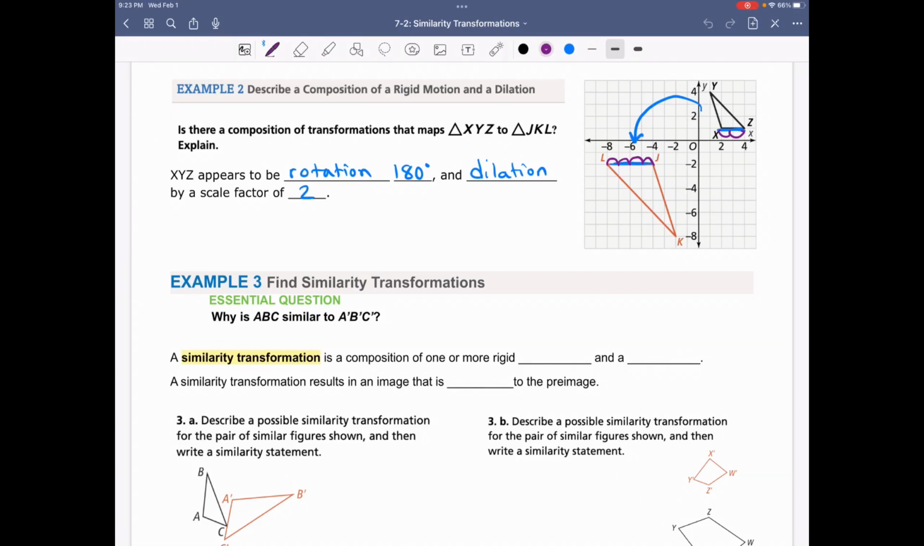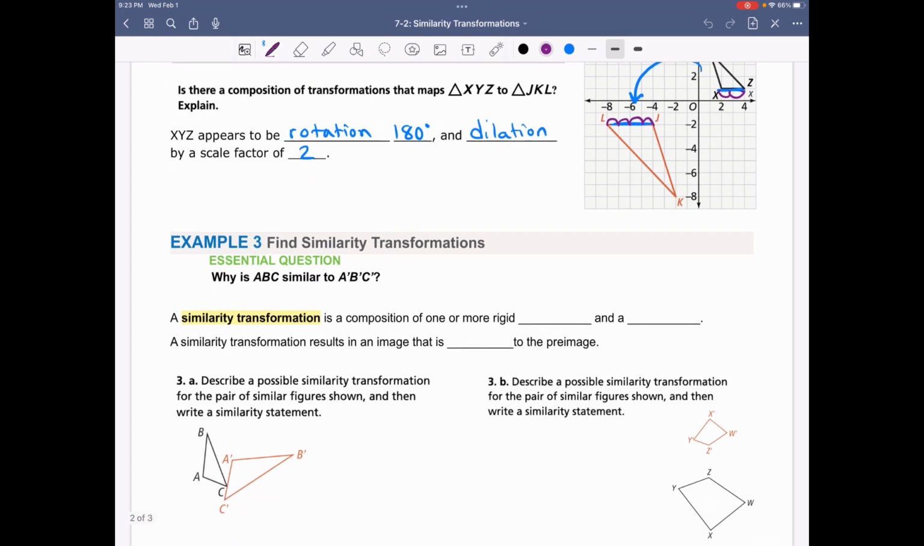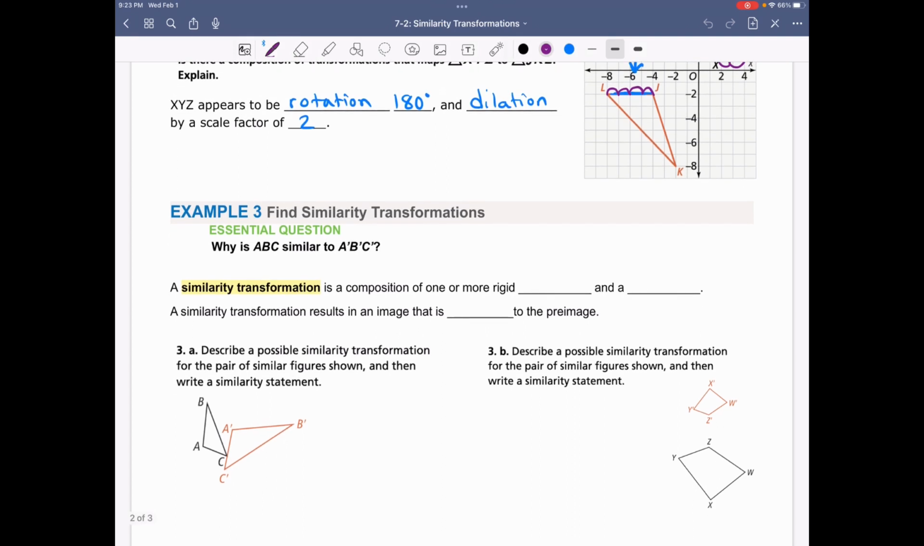Hello, geometry students. This is part 2 of 7-2, Similarity Transformations. We're looking at example 3. Find similarity transformations. Why is ABC similar to A prime, B prime, C prime? And we're talking about this triangle down here, the black and red triangles. But first we need a definition.